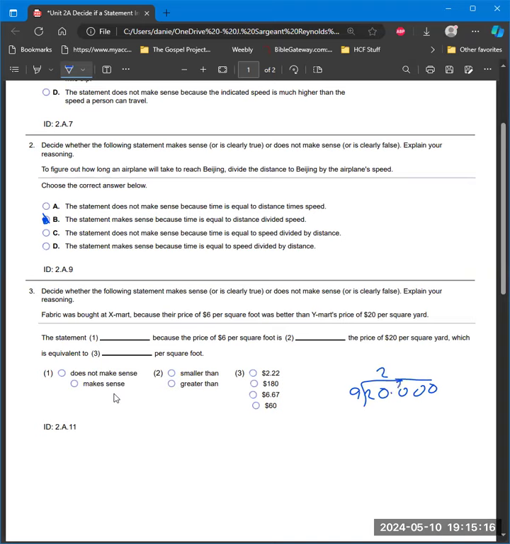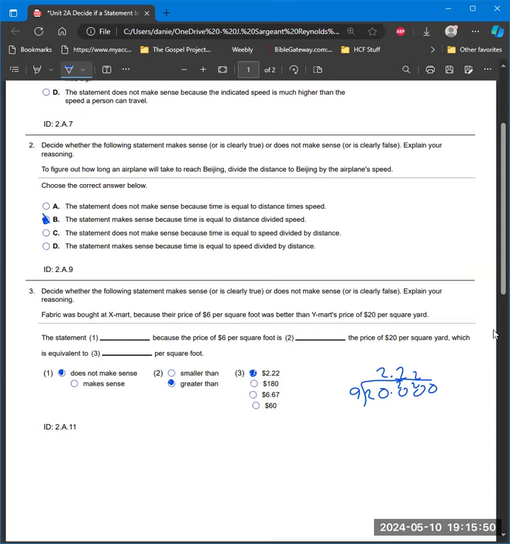2.22, and so on, right? So that does not make sense because the price of $6 per square foot is greater than $2.22 per square foot.